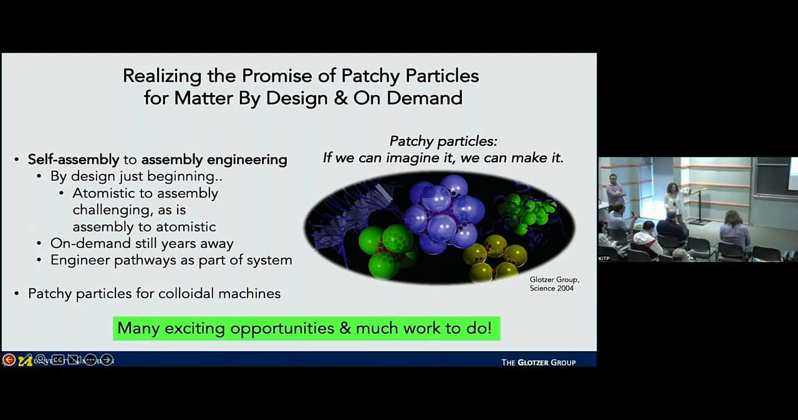But I agree with you. My group spent 20 years going, look at this cool structure. Here's another cool structure. Isn't that neat? But now what? What do we do with all of these beautiful structures? From a fundamental point of view, I think there's a lot of physics to be learned by asking why we can take all these patchy particles and self-assemble them into the same exact structures as atoms, when we know the forces are completely fundamentally different.